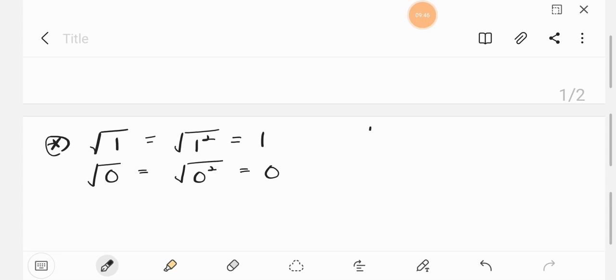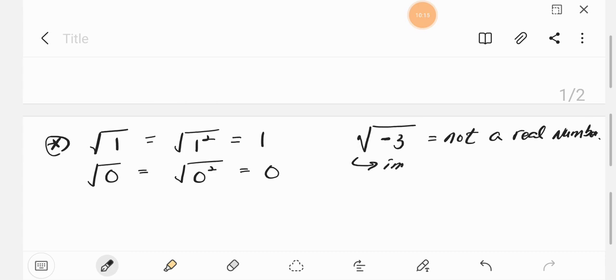And then also, if you have a square root of a negative number, let's say negative 3, then this is not a real number. So you cannot put this one on the number line. So the number line does not contain a radical whose radicand is negative. Always keep in mind this one. So we call it an imaginary number. So for now, we will assume that the radicand is always positive.